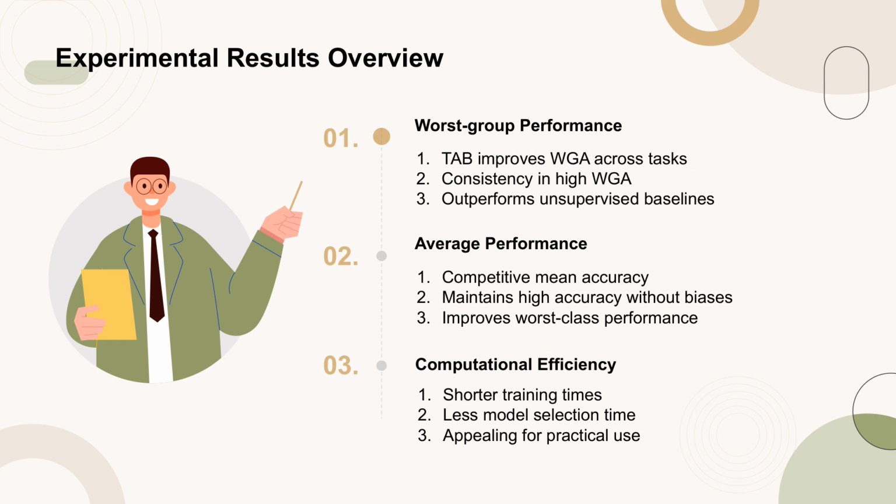The experimental results demonstrate that TAB significantly improves worst group accuracy, WGA, across various tasks, showing a consistent high WGA not observed in competing methods. Additionally, TAB achieves competitive mean accuracy against ERM models, maintaining high accuracy even when biases are absent. In terms of computational efficiency, TAB's pipeline leads to shorter training times and less model selection time compared to other methods, making it practical for modern workloads.